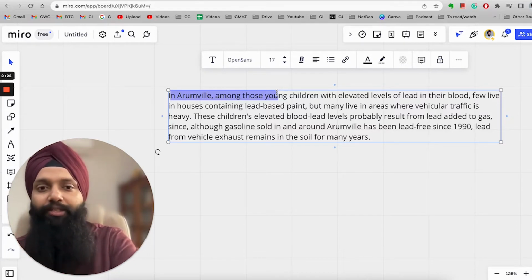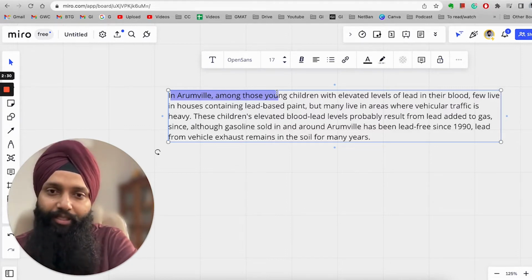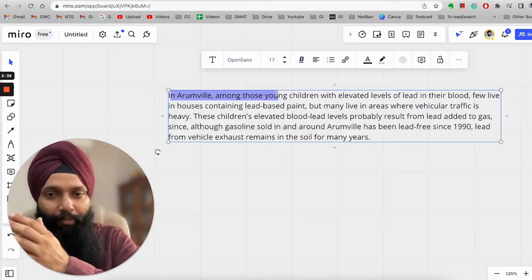Okay, these children's elevated blood lead levels, these children's high blood lead levels probably result from lead added to gas. Okay, so let's take a pause here.